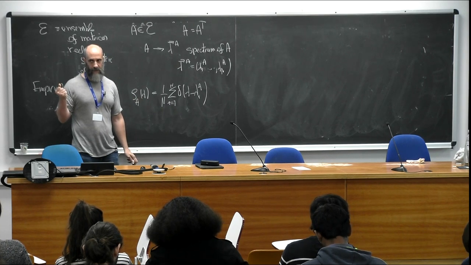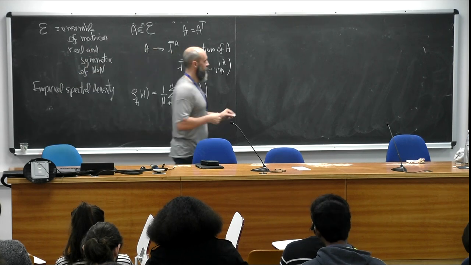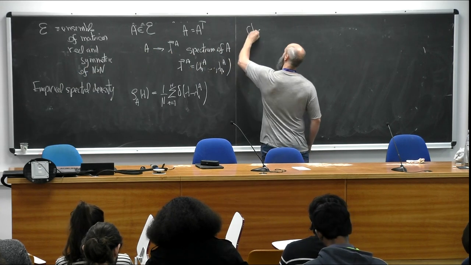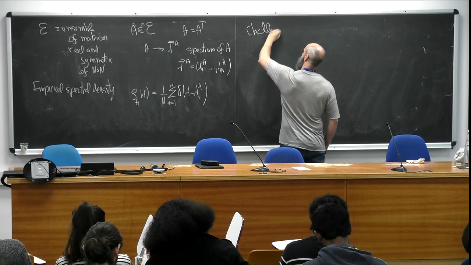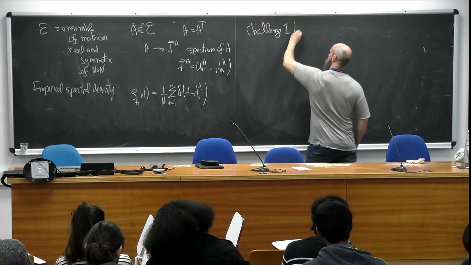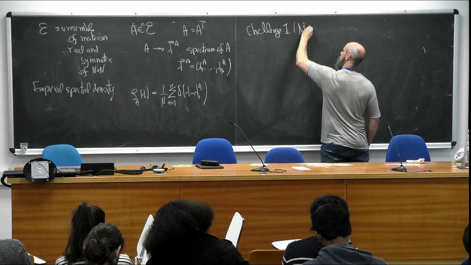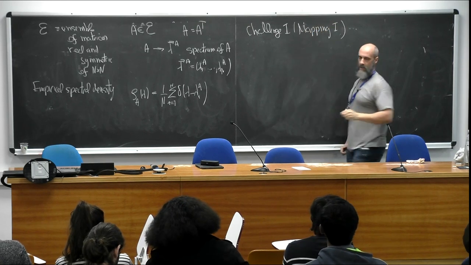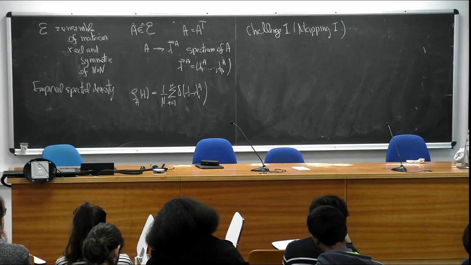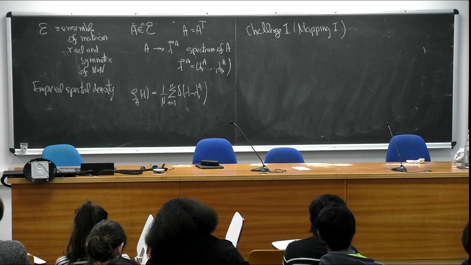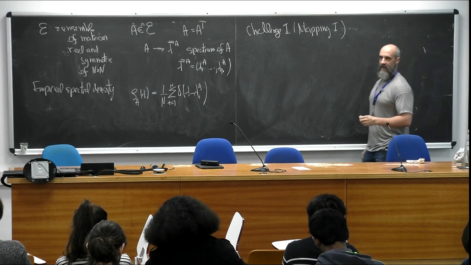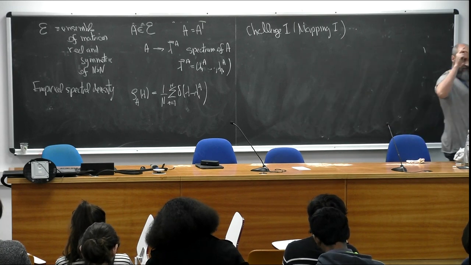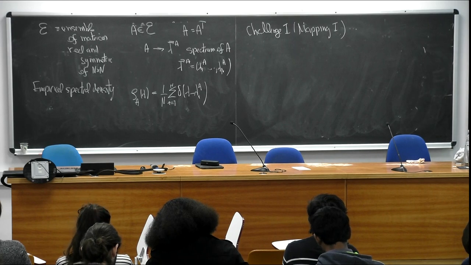Now, what is challenge number one? Challenge one corresponds to the first mapping, to realize that the empirical spectral density, given a matrix A, can be written in terms of a partition function of a system of n particles interacting.